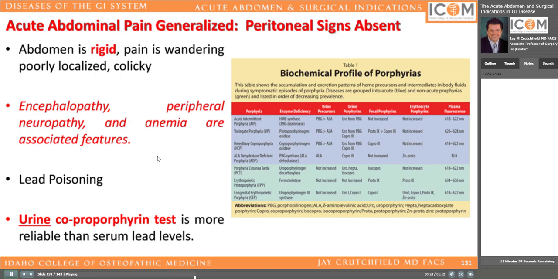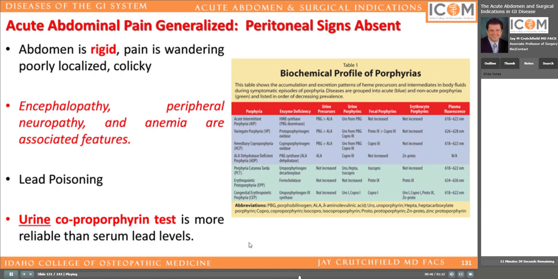Lead poisoning is also known to trigger an attack of porphyria and to cause these exact same symptoms. A urine coproporphyrin test is more reliable than serum lead levels. Now, this is a rare disorder, and I've never seen a case of porphyria, at least knowingly.